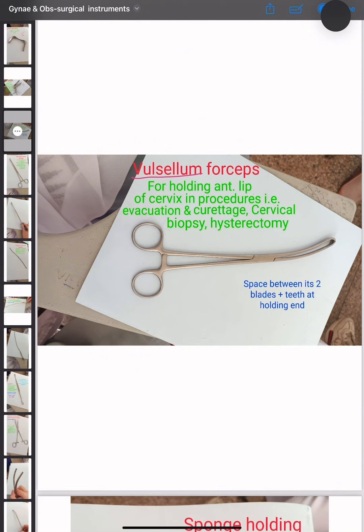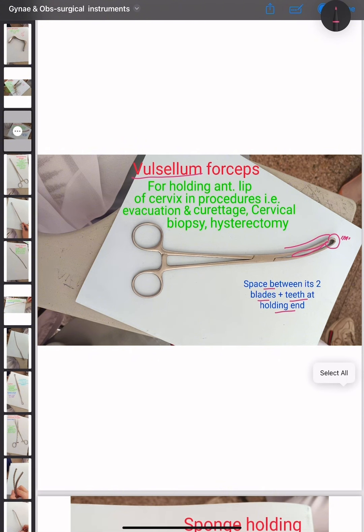The third instrument is the Vulsellum forceps. This is the Vulsellum forceps. The identification point is that there is space between its two blades. These are the two blades. Here we are having some space, and there are teeth at the holding end. This is the holding end. The small teeth are present here. So this is the Vulsellum forceps identification point.